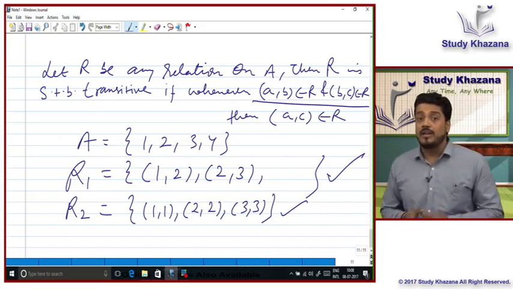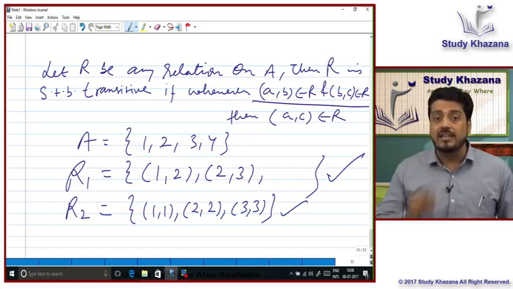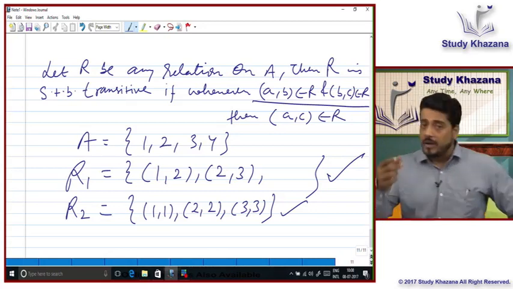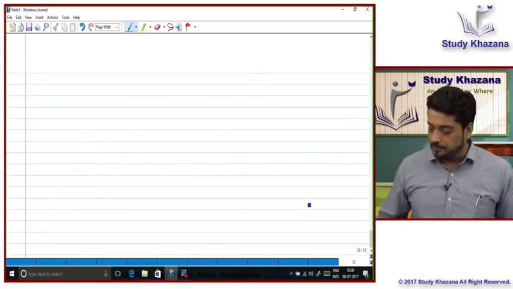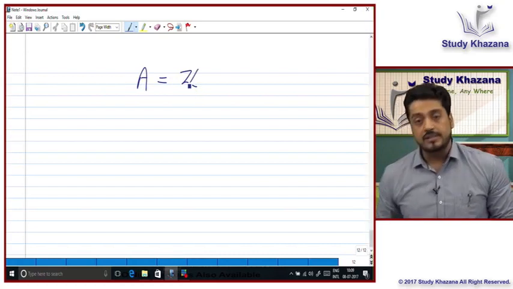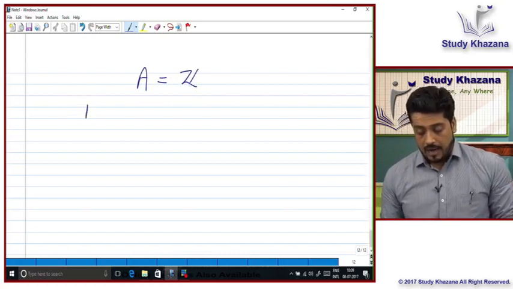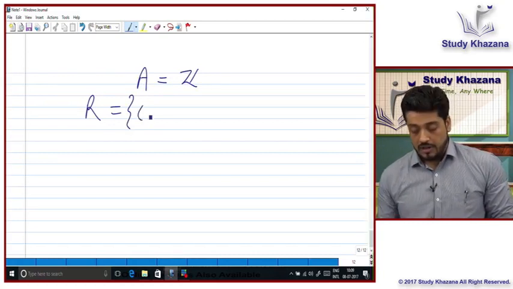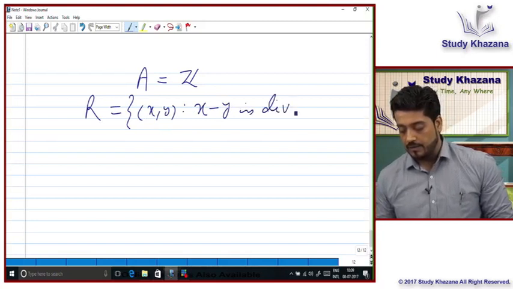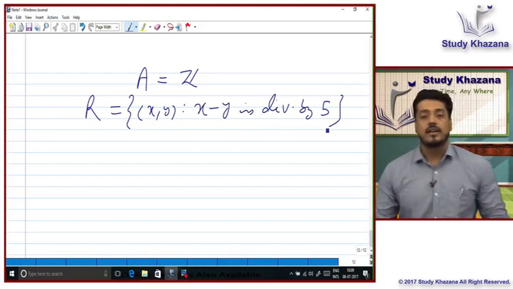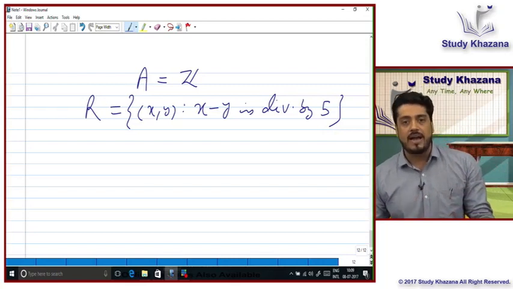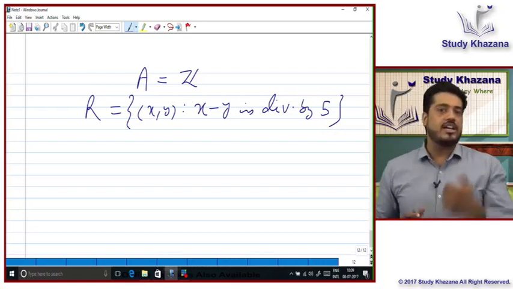Again, beta, this example is in roster form, and again I am repeating, it is easy to understand the examples in roster form, but now I will explain the concept by using set builder form also. So let us take the example which is in set builder form. Let us take A to be the set of integers, and let us take R to be a relation which contains all those ordered pairs (x, y) such that x minus y is divisible by 5. Now I need to check whether the relation is transitive or not.